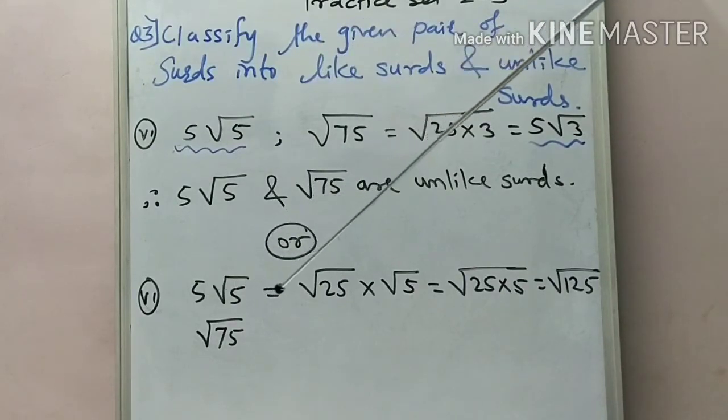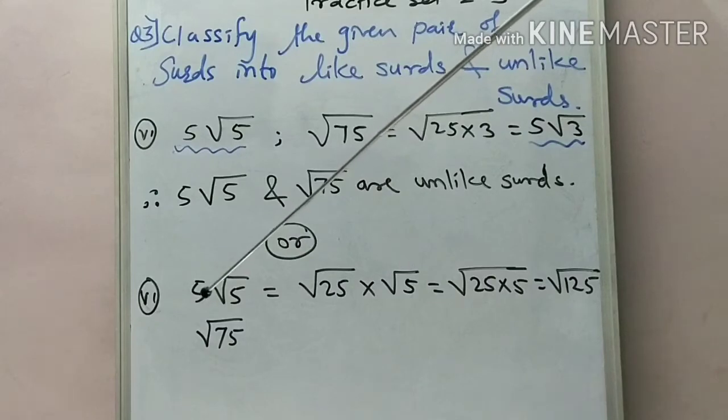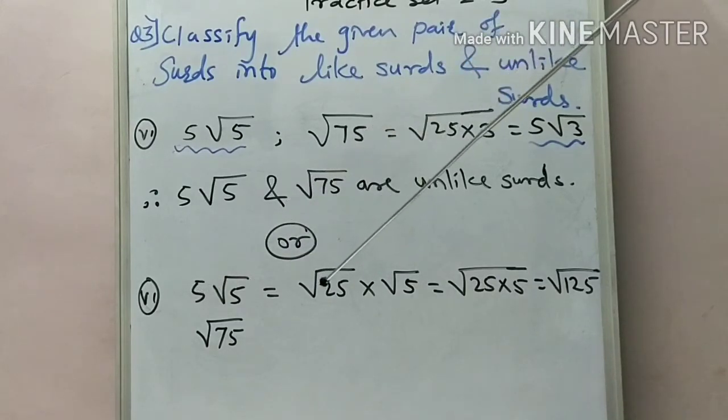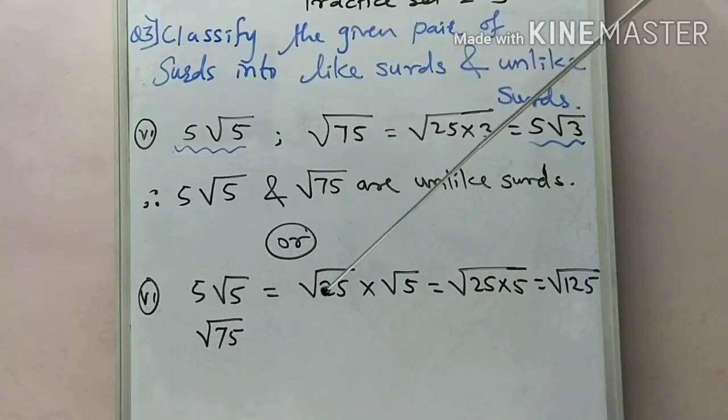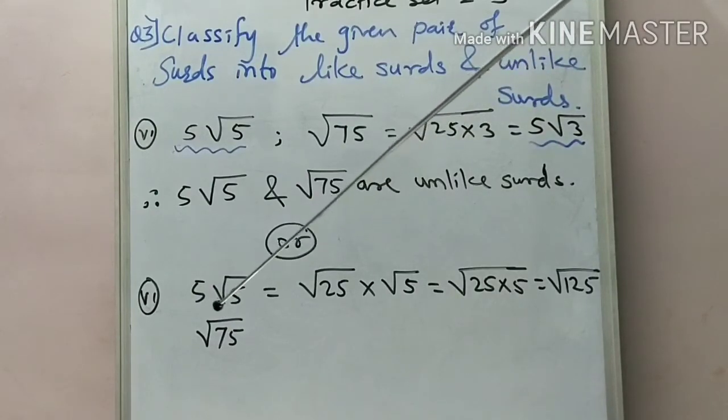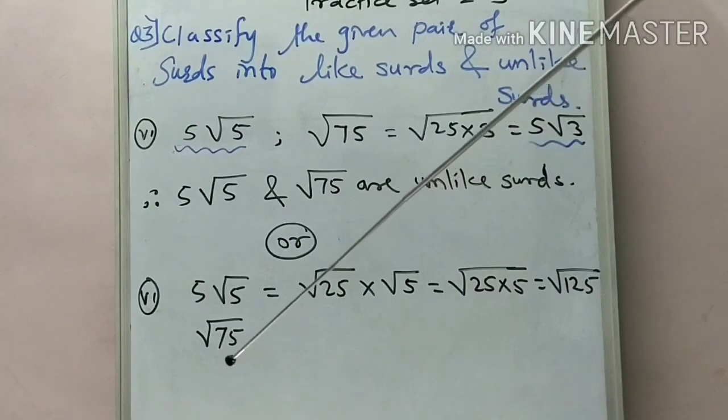5 root 5 is equal to what? That 5 is the square root of 25, and we write 5 as square root of 25 into root 5 as it is. If the order is the same, we can multiply both radicands as 25 into 5, and 25 fives are 125, so the answer is root 125. So 5 root 5 has the value root 125, and the second surd is root 75.